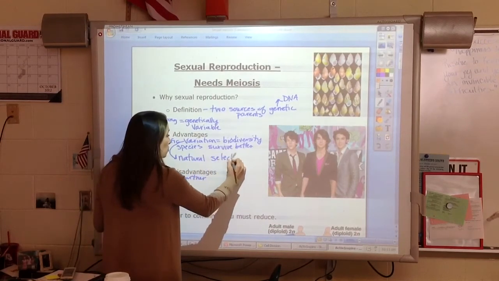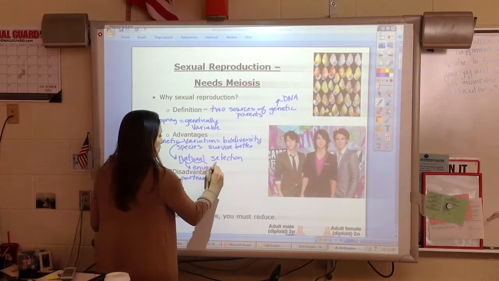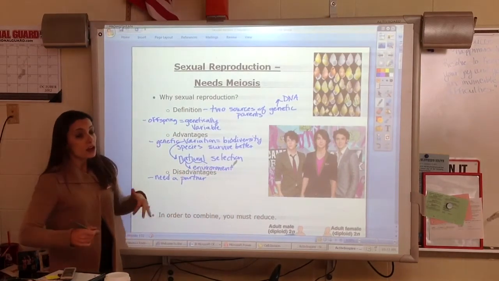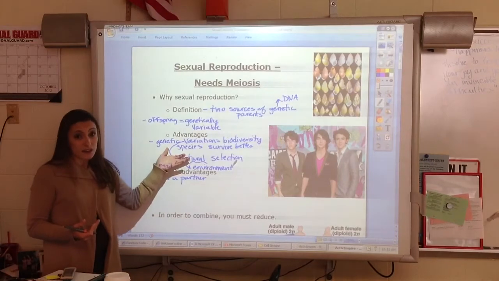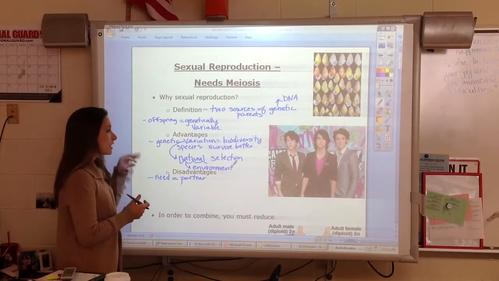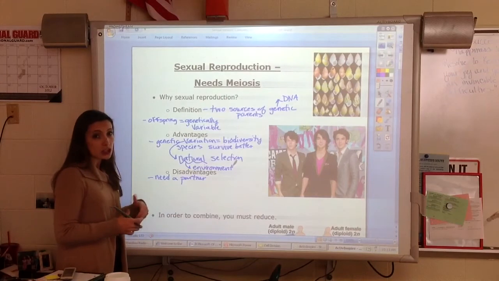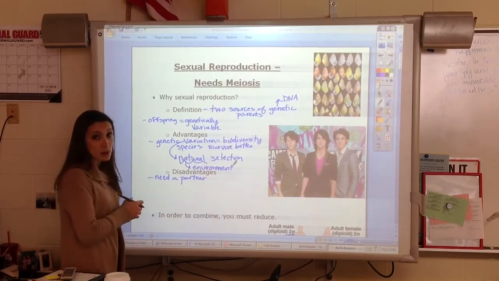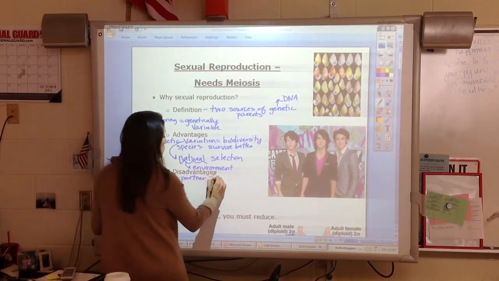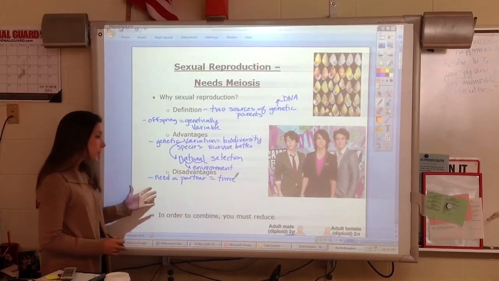This biodiversity or variation is going to be really important for natural selection. So when the environment is changing, if the environment changes, then our species might not be at an advantage. And so the advantage of sexual reproduction is that we have this built-in variation that kind of gives a buffer or protection to the species in case the environment were to change. When we look at the disadvantage, this means it's going to take more time. So sexual reproduction is definitely slower.